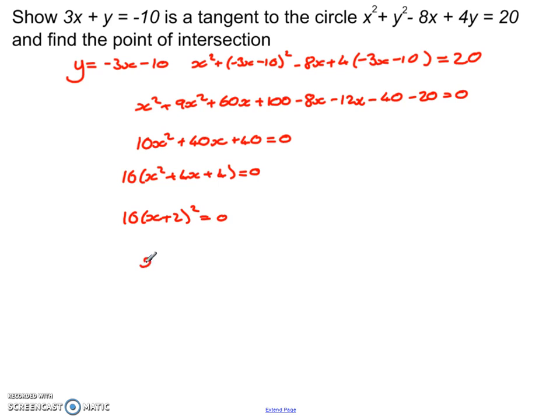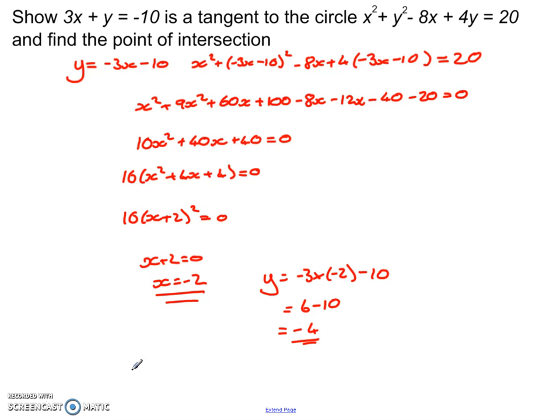From this, I can simply say that x plus 2 equals 0, so x is equal to negative 2. That there is then the x part of the coordinate of intersection. What I now need to do is find the y part. Well, to do that, I can just substitute into here. I then know that y equals negative 3 times the negative 2, that's what the x is, take away 10. Negative 3 times negative 2 is 6, so it's 6 minus 10, which is negative 4. So I can then say my coordinate of intersection is negative 2, negative 4. Proving it's a tangent, found where it meets the circle.